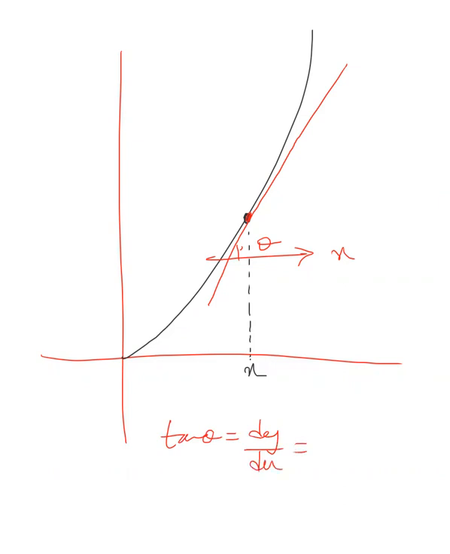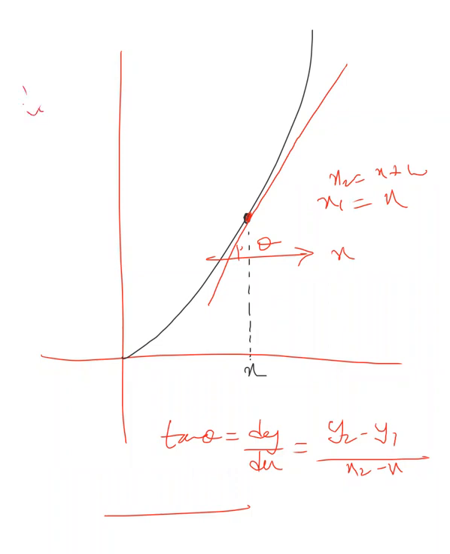Actually what we did is dy is nothing but y2 minus y1 and dx is nothing but x2 minus x1, provided limit. Now y2 minus y1 means we are talking about x2 being x plus h and x1 being x. That limit you have learned: limit h tends to 0.